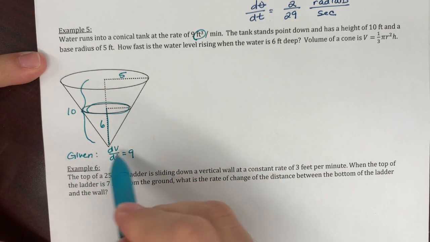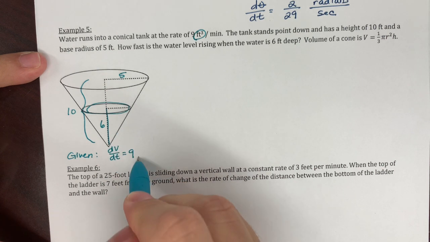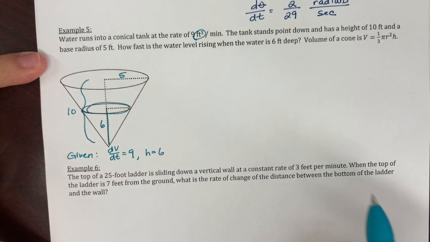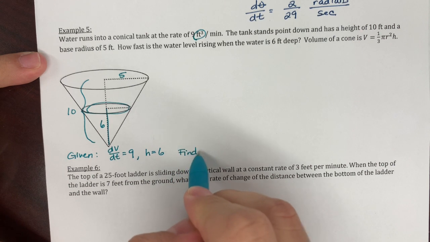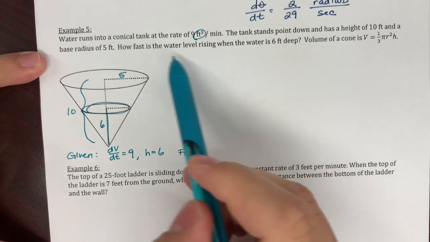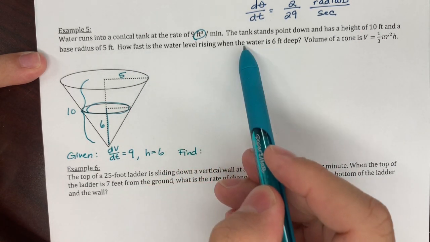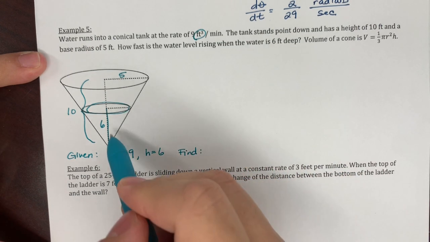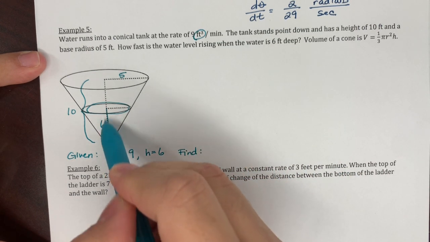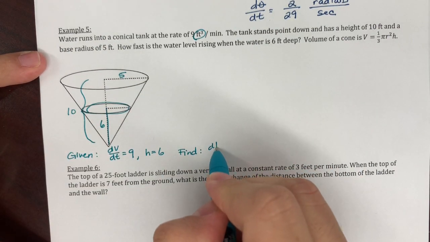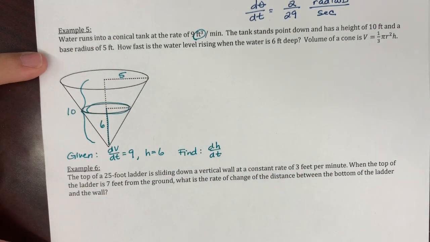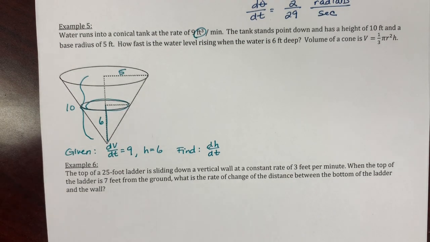And they also want to know, at the moment that it's at a height of 6, how fast the water level is rising. So they want to know the rate of the height as it's rising. So that's dH over dt. Okay? And it looks like that's all the information that they've given us.